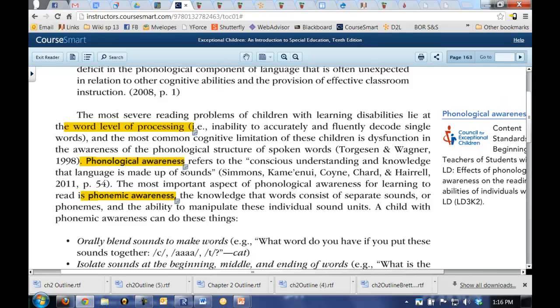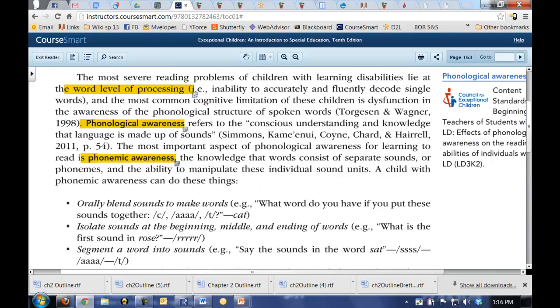Word level is an inability to accurately and fluently decode single words. The most cognitive limitation of children is dysfunction in the awareness of phonological structure of spoken words. Phonological awareness refers to conscious understanding and knowledge that language is made up of sounds. That's phonological awareness, that's your second one. And then the most important aspect of phonological awareness in learning to read is phonemic awareness, the knowledge that words consist of separate sounds or phonemes, and the ability to manipulate these. So those 3 is number 6 in this reading problem.